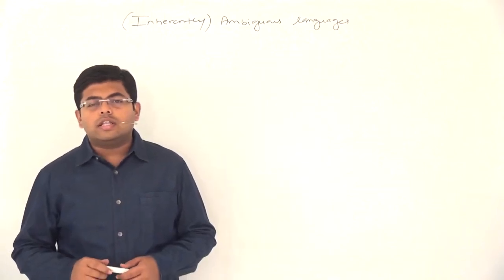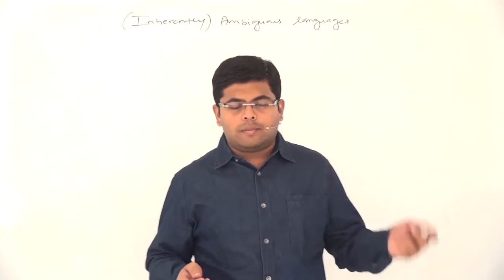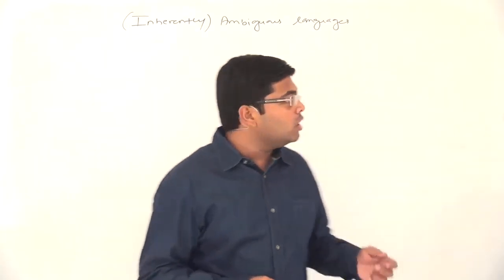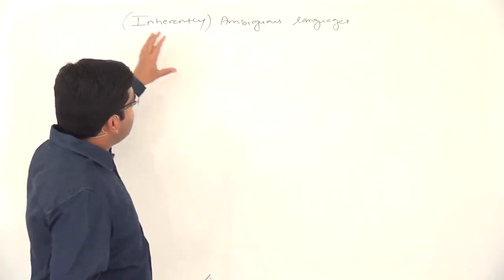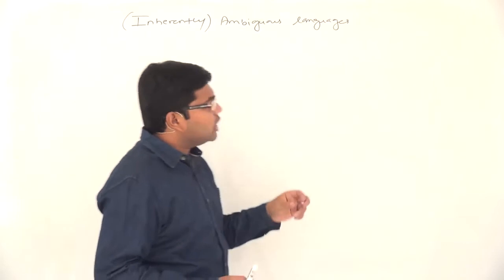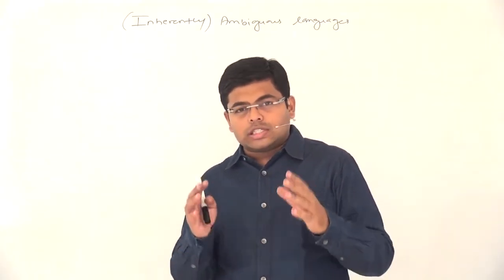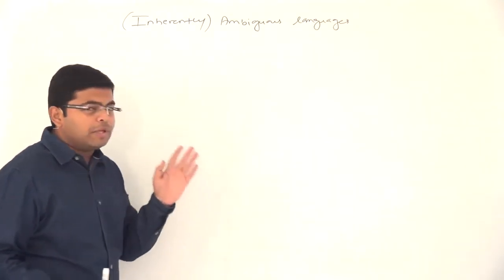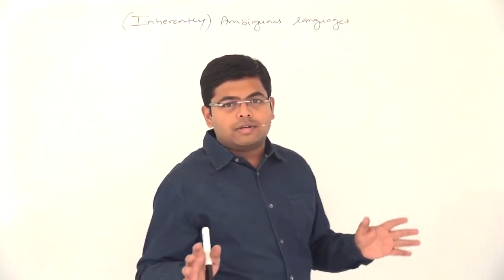Friends, in the last session we saw what we mean by ambiguous grammar and unambiguous grammar. Now in this session we will be looking at what we mean by ambiguous languages, also called inherently ambiguous languages. The starting point of the discussion is the fact that a language can be represented by different grammars. The same language can be represented by different grammars.